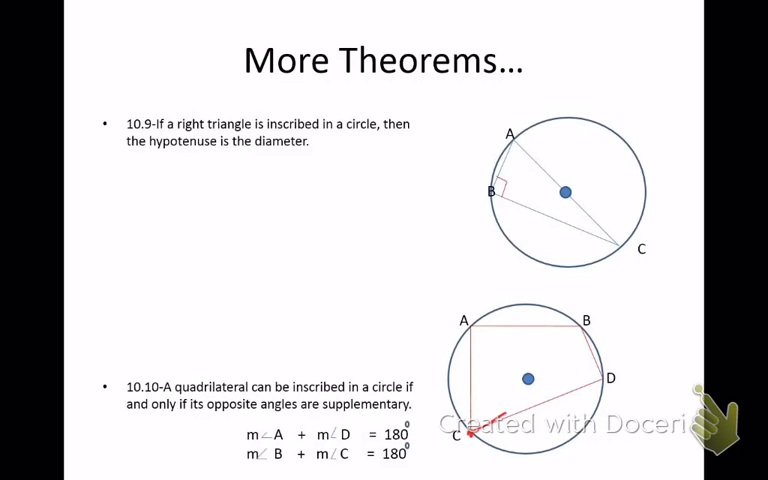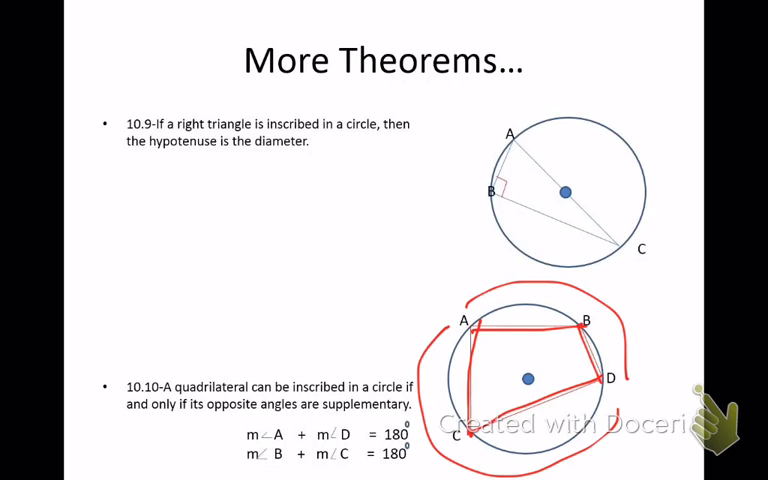Angle C is here, and it intercepts this arc. Angle B is the opposite angle, and it intercepts this arc. So together, they intercept the entire circle, which is 360. Inscribed angles are half of their arc. So if together they intercept the whole circle, which is 360, that means that together they have to add up to half of that, which is 180. And so that's our quick little proof on why these opposite angles have to add up to 180 or be supplementary. And then we could do the same thing for angle A and angle D.